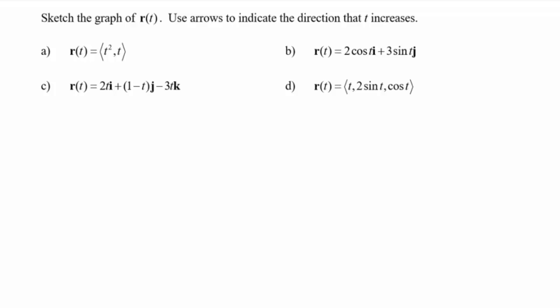So we're going to try part A: sketch the graph of r of t, and use arrows to indicate the direction that t increases. In other words, use arrows to indicate the orientation of the curve. So, okay, this one shouldn't be too bad.